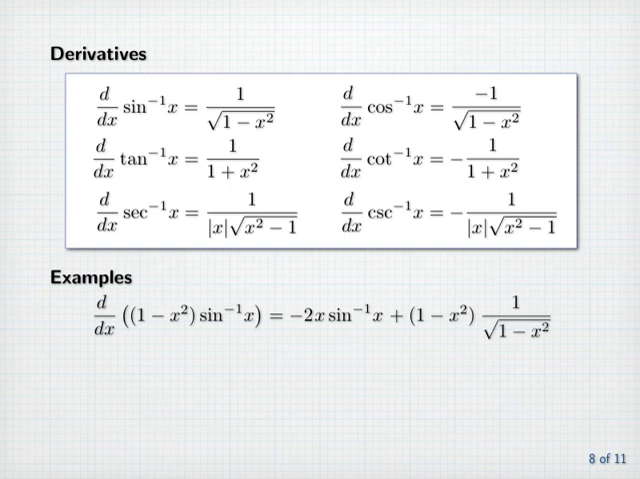The quantity 1 minus x squared is the square of the square root of 1 minus x squared, and so we can do a cancellation and write our second term as the square root of 1 minus x squared.